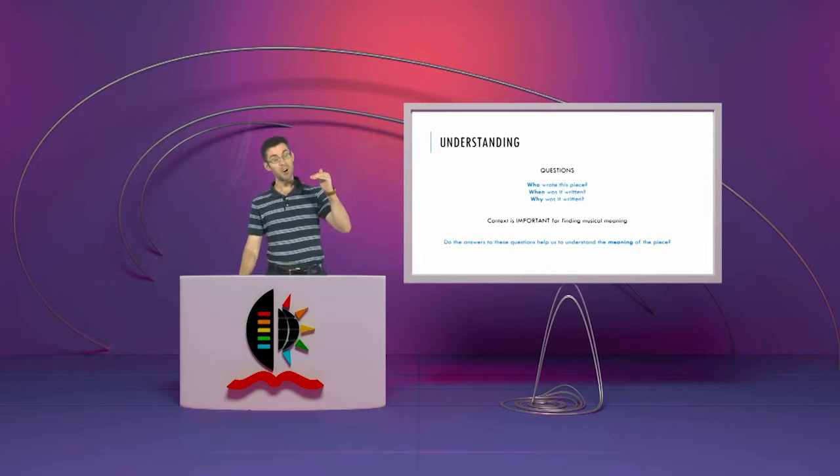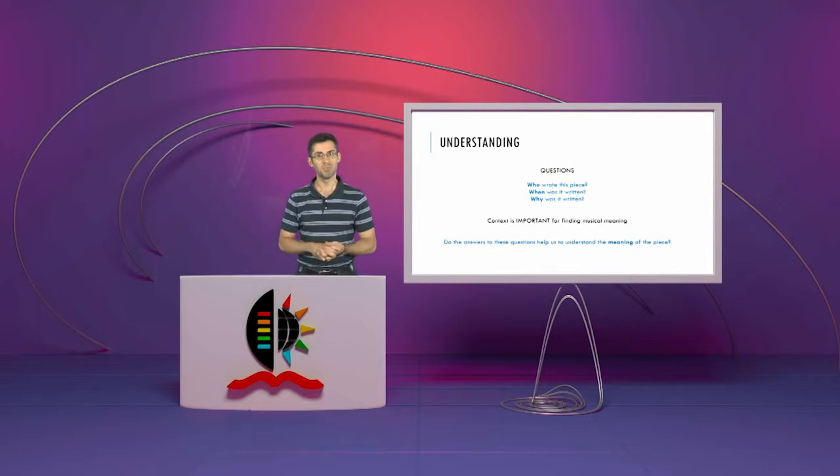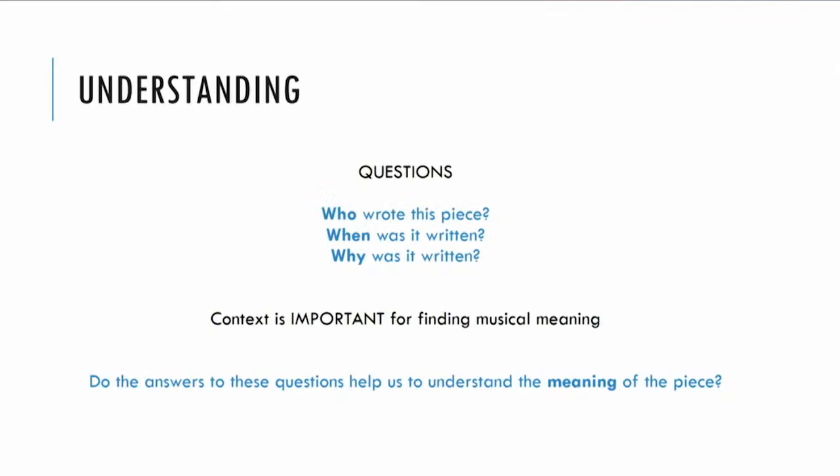Now, the second part of why we might analyze a piece of music was understanding. We want to understand the music. So the questions you would ask for this kind of section is, who wrote this music? When was it written? And why was it written? The context is important for finding musical meaning.